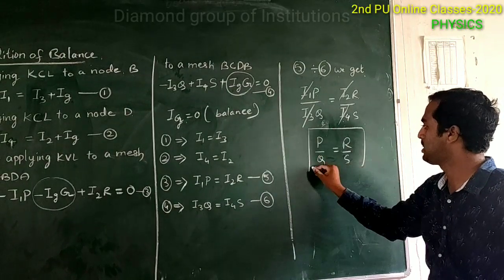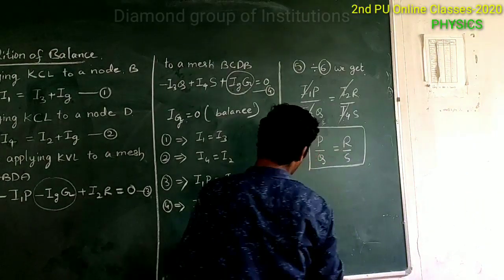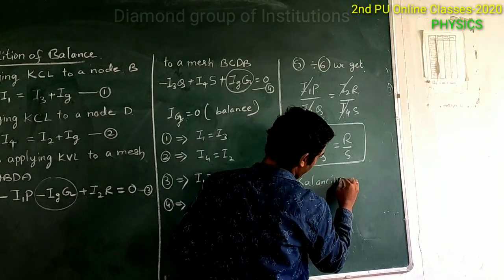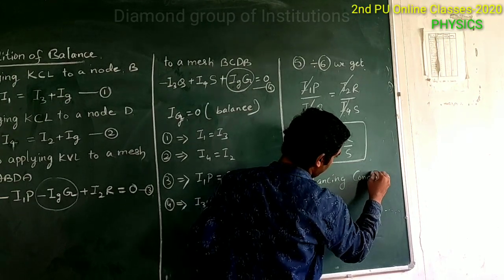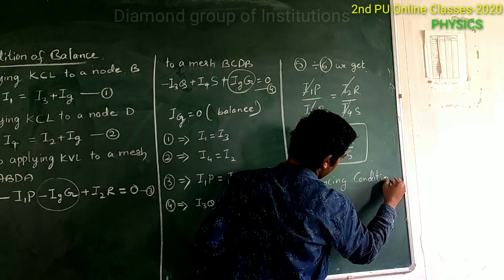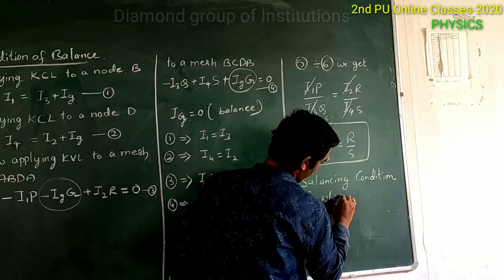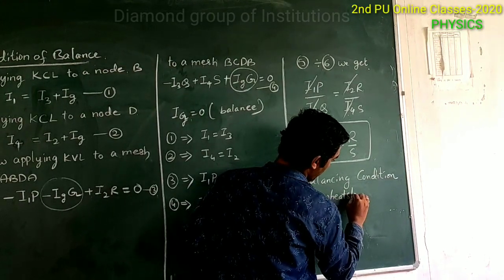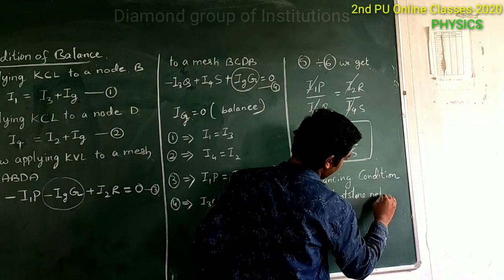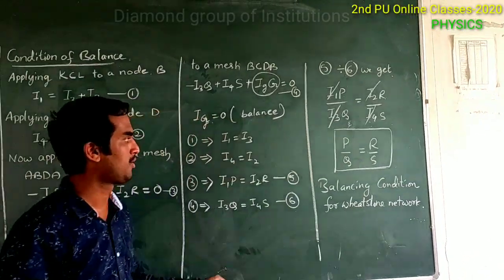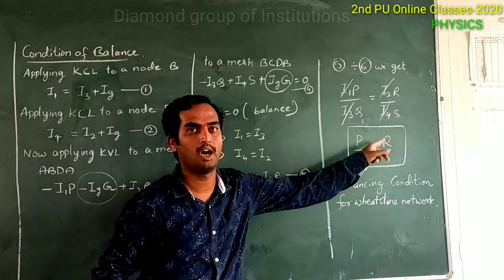So this is the balancing condition for Wheatstone network. So what is the final answer? P by Q equal to R by S.